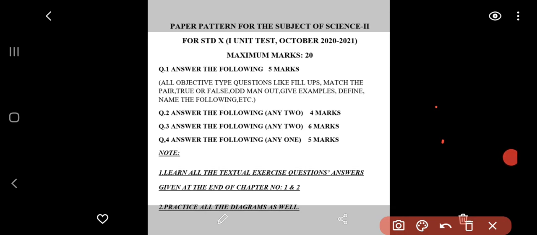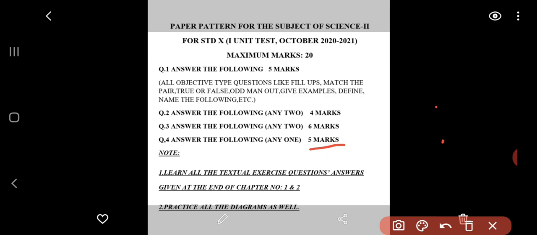Now if we come to question number 4, which is "answer the following, any one", for 5 marks, here the questions can be 2 sub-questions, each of 2.5 marks, or a single big question carrying 5 marks. So here you are expected to write answers in points, minimum 8 points, and if there is any diagram with the question you are supposed to draw that diagram as well.